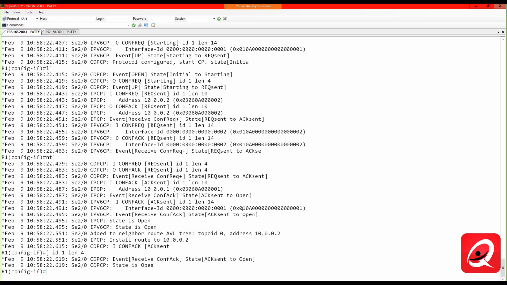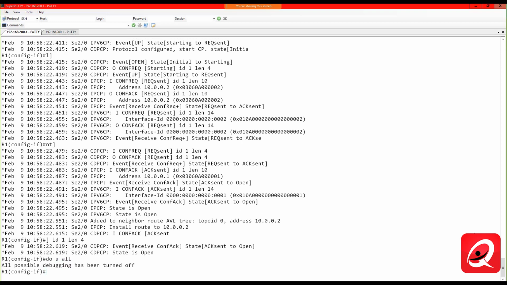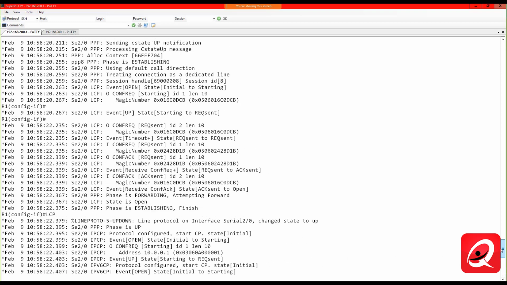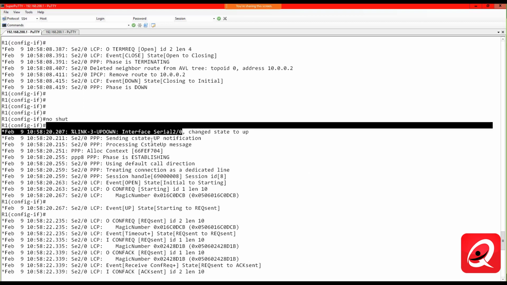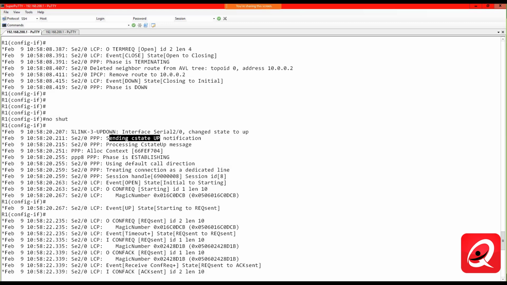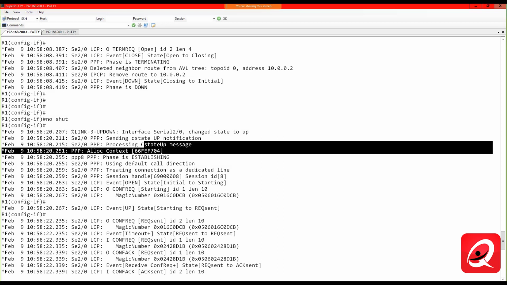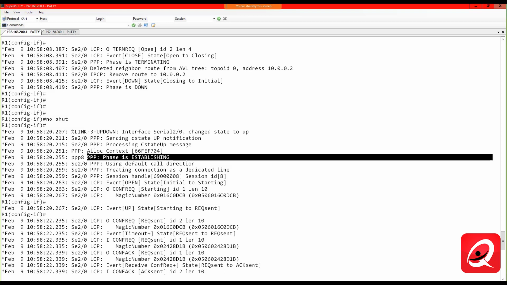Okay, so let me do an undebug all real quick and scroll up, and we'll take a look at what's happening in this process. All right, so the link state changed to up. We're sending a state up notification, and then we're processing the state up. So now we're establishing the PPP session.